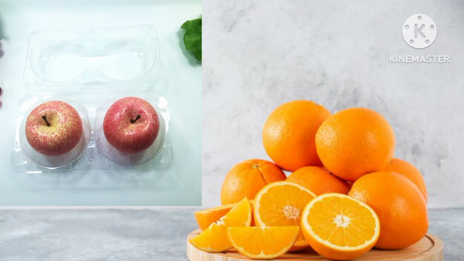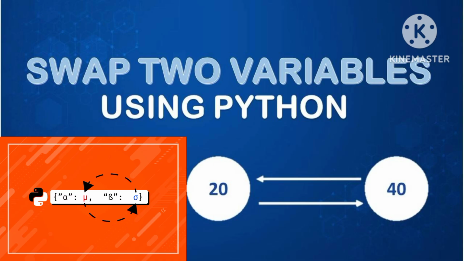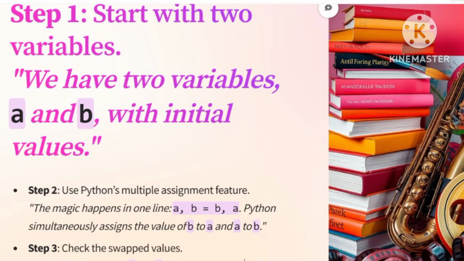Imagine you have two containers, one with apples and the other with oranges. How do you swap the contents without spilling anything? Similarly, in Python we want to swap two variable values without losing any data. Let's say we have a = 5 and b = 10. After swapping, a should be 10 and b should be 5.